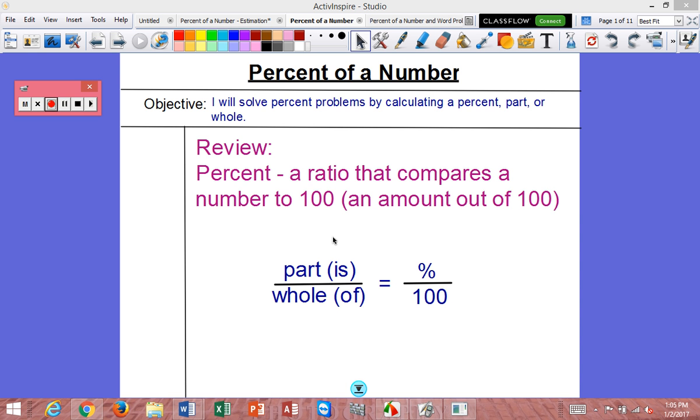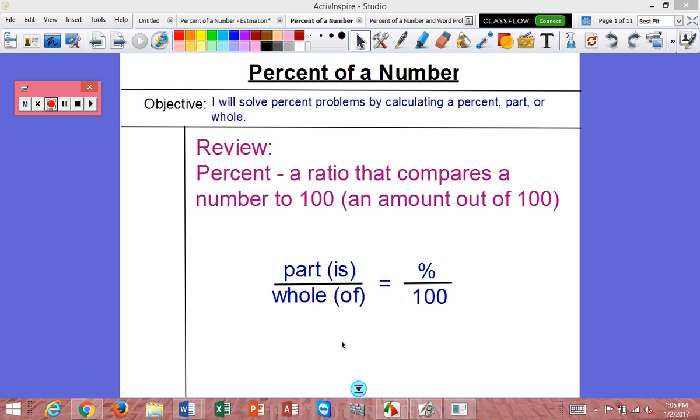Your objective: I will solve percent problems by calculating a percent, part, or whole. So let's review. A percent is a ratio that compares a number to 100. So it is an amount out of 100. Now, in class today, we talked about estimating the answers to these problems. And now we're actually going to go through and solve them, and we're going to use a proportion.